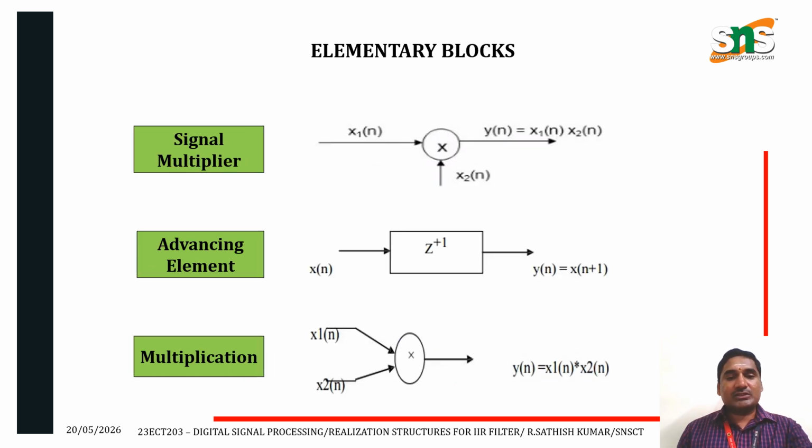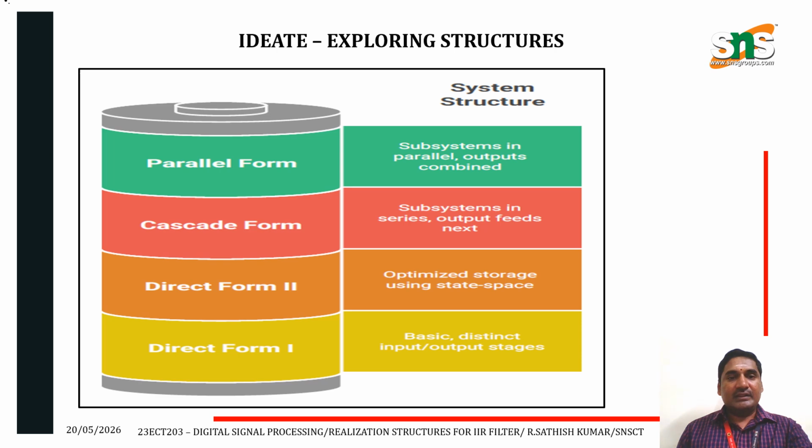Signal multiplier: x1 of n multiplied with x2 of n gives x1 of n into x2 of n. Advancing element: x of n multiplied with z plus 1 gives y of n is equal to x of n plus 1. Multiplication: x1 of n multiplied with x2 of n gives y of n equal to x1 of n into x2 of n. These are the elementary building blocks for realization structures.